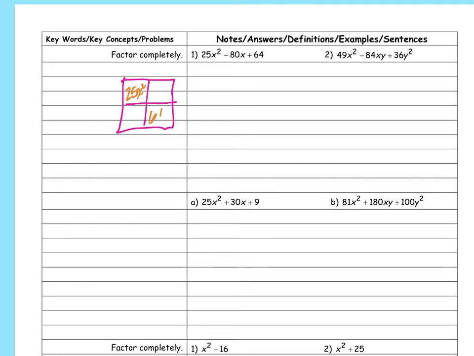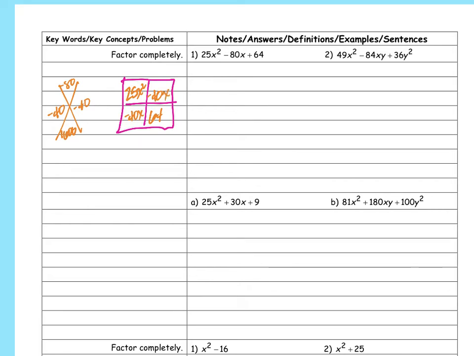and 64. And I need two numbers that add to be negative 80 and multiply to be, get out my calculator, 64 times 25, 1,600. So I'm pretty sure that's going to be negative 40 and negative 40. Yeah, so that's negative 40x and negative 40x.